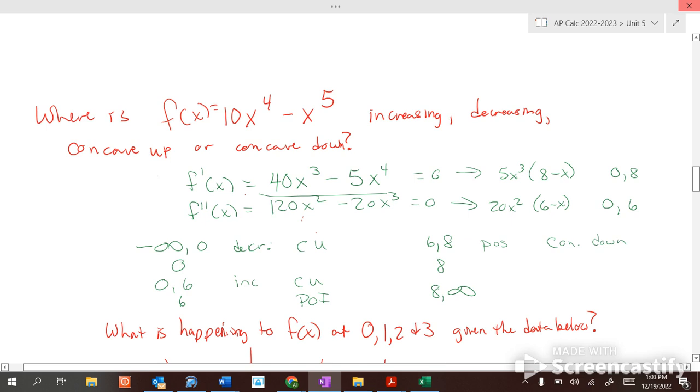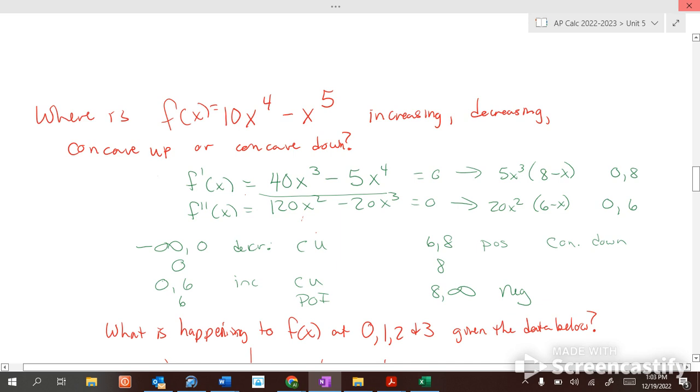And then if we stick in a 10, 10 cubed is 1,000 times 40 is 40,000. 10 to the 4th is 10,000 times 5 is 50,000, so it's negative. So this is negative. If we stick a 10 in here, we get 100 times 120, which is 12,000. And then 10 cubed is 1,000 times 20 is 20,000. So 12,000 minus 20,000 is negative.